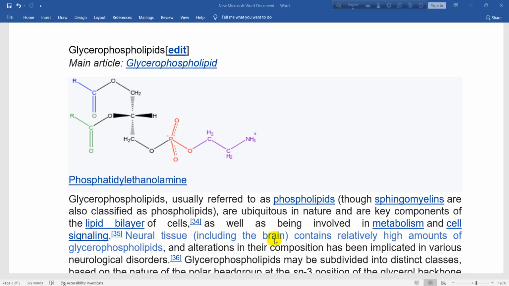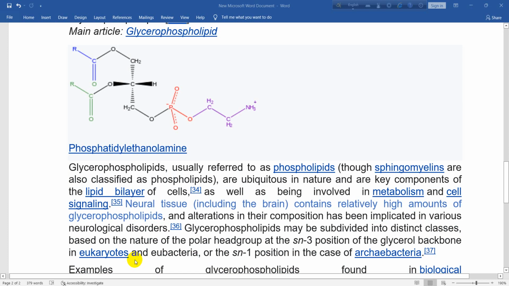Neural tissue, including the brain, contains relatively high amounts of glycerophospholipids, and alterations in their composition have been implicated in various neurological disorders. Glycerophospholipids may be subdivided into distinct classes based on the nature of the polar head group at the sn-3 position of the glycerol backbone in eukaryotes and eubacteria, or the sn-1 position in the case of archaebacteria.